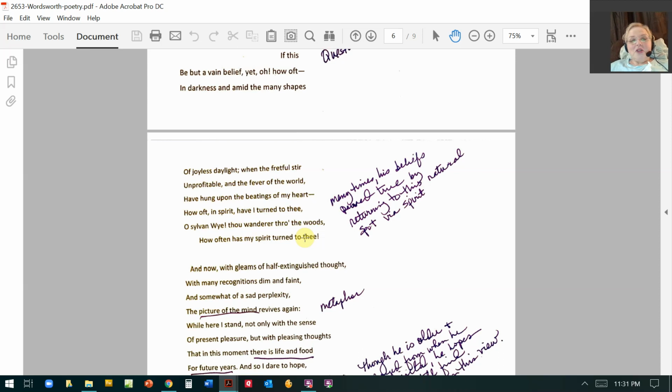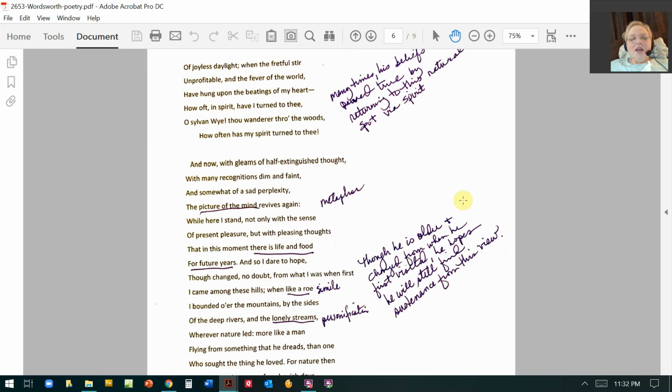So now we have another break. So notice we have irregular stanzas. The stanzas are not the same lines, right? So now he says that this picture in his mind, the picture of the mind revives again. So there's a metaphor, right? The mind as a picture, right?